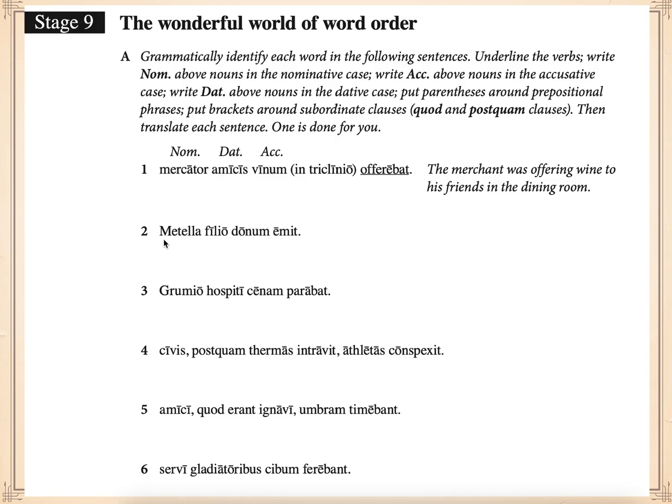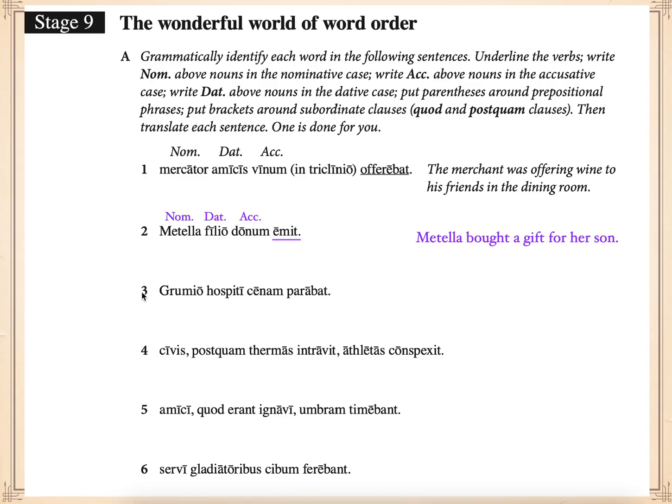Let's do number two. Metella filio donum amat. So Metella, that's right, here's my verb, is amat. Let's just underline that right away. Metella is a nominative. I can see the direct object is donum, and then filio is an indirect object, that's the dative. So we can translate that. Metella bought a gift, here's my dative, for her son.